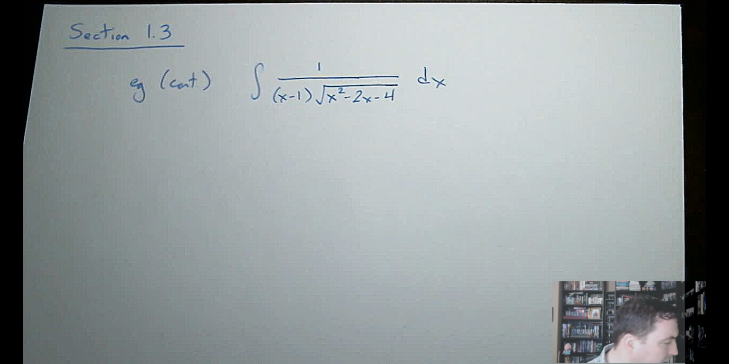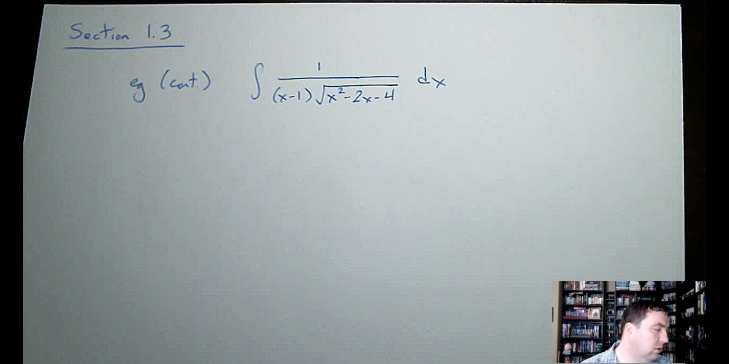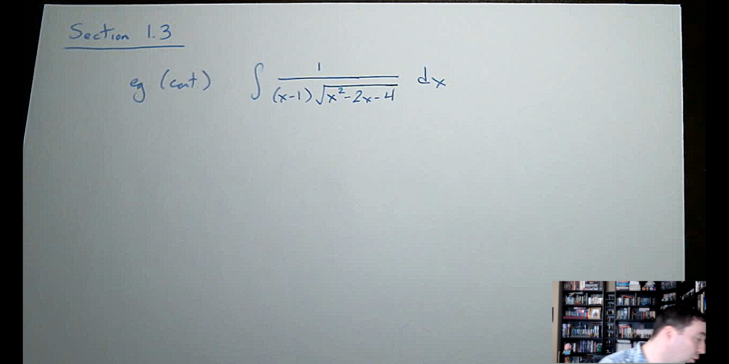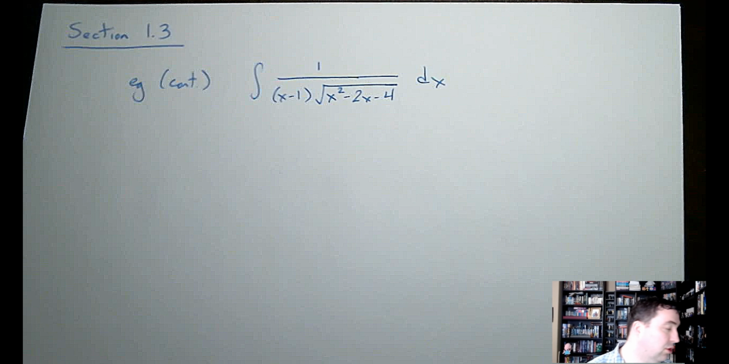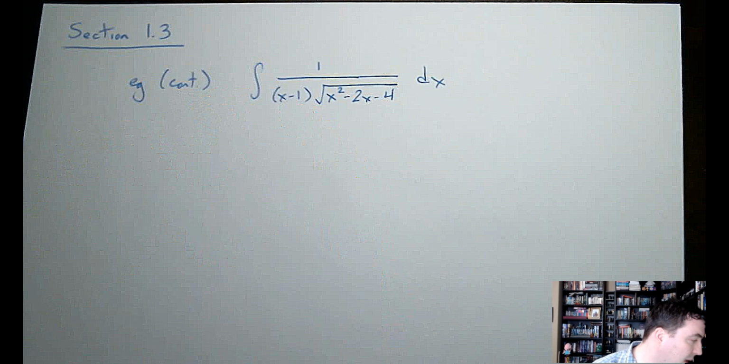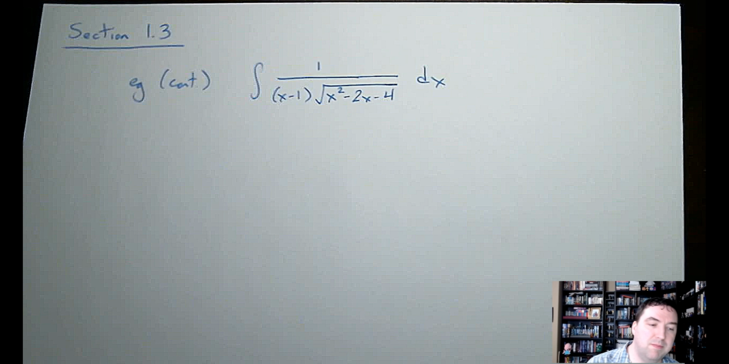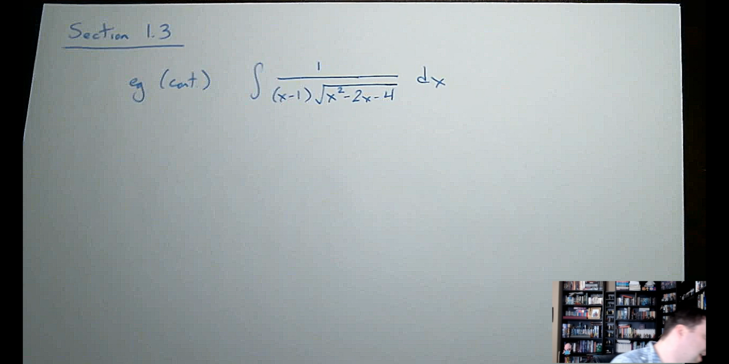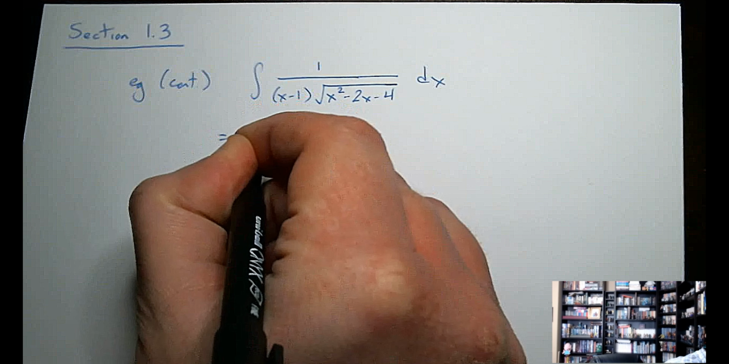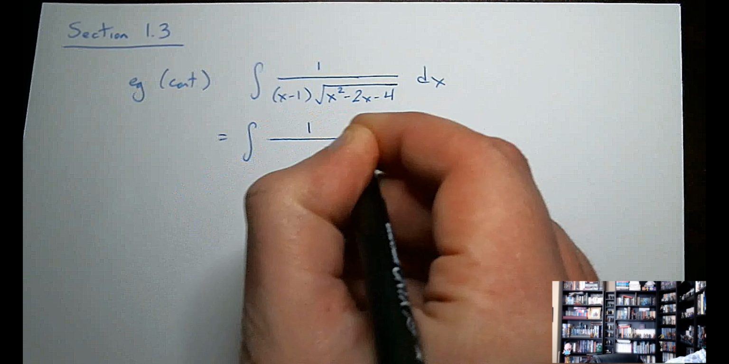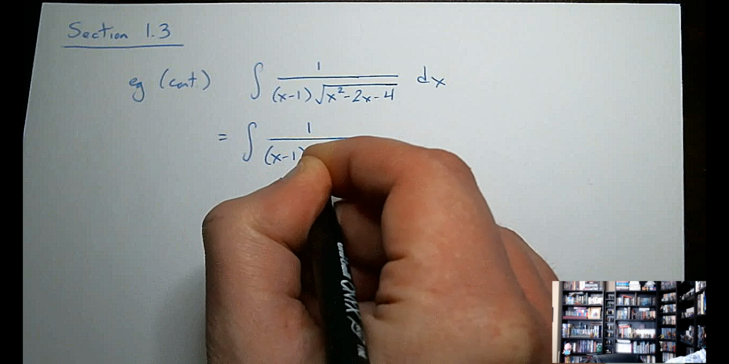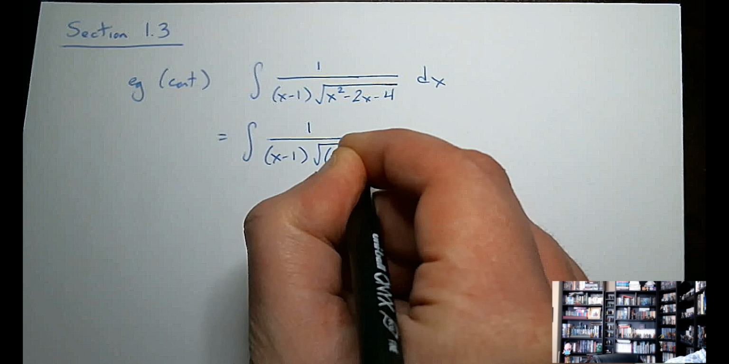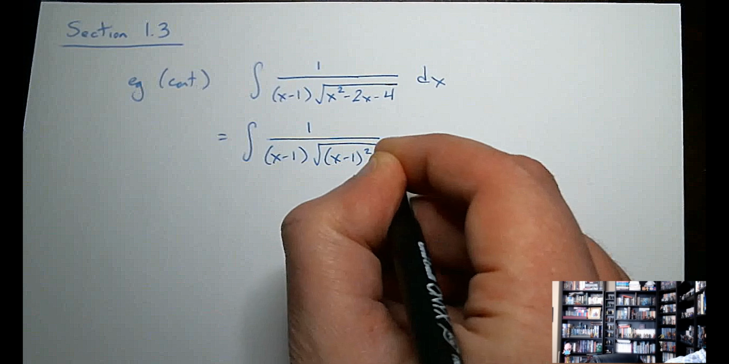So we're trying to integrate the function 1 over x minus 1 times the square root of x squared minus 2x minus 4. So that has a linear term, the minus 2x. And so what we've already done is we've completed the square. We've shown that x squared minus 2x minus 4 can be rewritten as x minus 1 all squared minus 5. And so therefore the entire integral can be rewritten as the integral of 1 over x minus 1 times the square root of x minus 1 all squared minus 5.